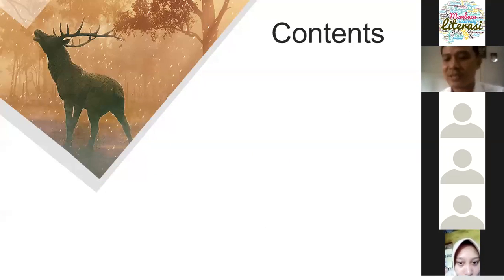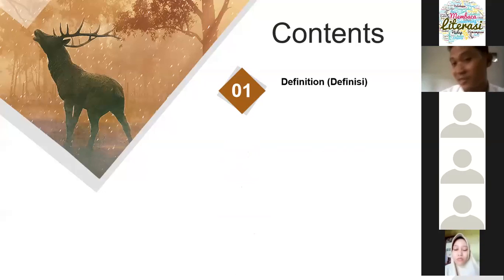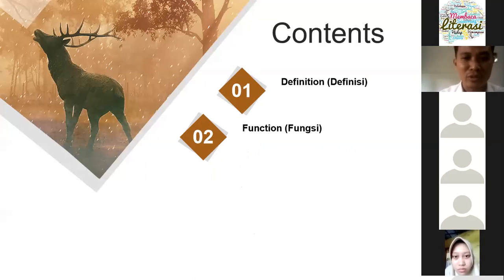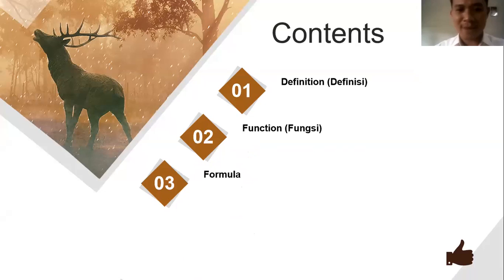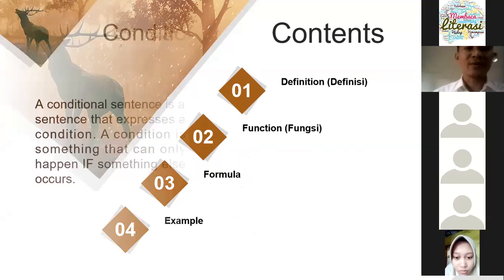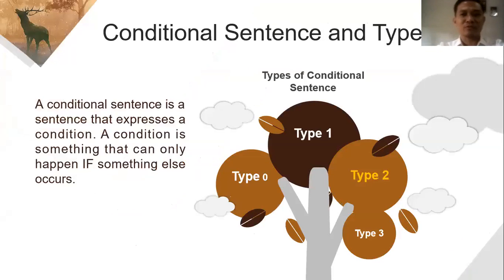Okay, now the contents. What are we going to learn today? First, of course, the definition. Number 2, the function: what is the function of this conditional sentence type 2, or how do we use conditional sentence type 2? Number 3 is the form, the formula. And number 4 are examples. I'm going to give you some examples of conditional sentence type 2 today. All right, so what is conditional sentence type 2?